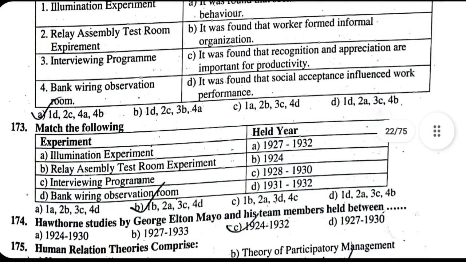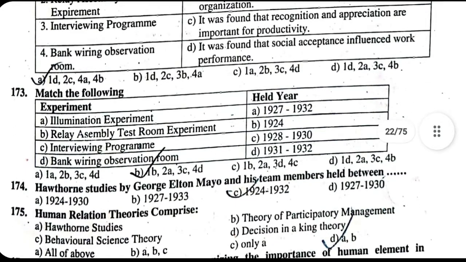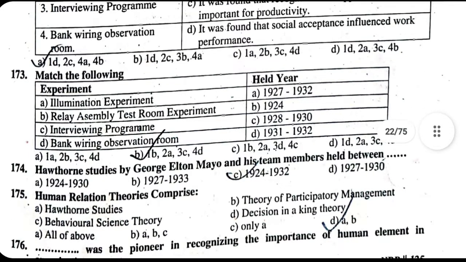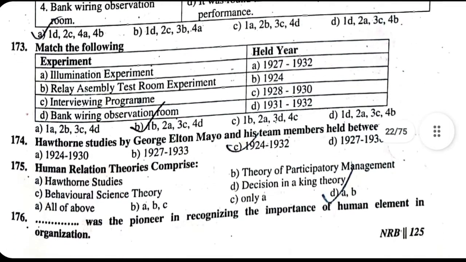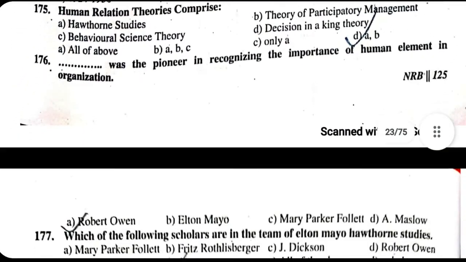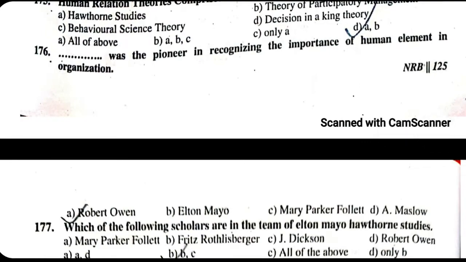175. Human relation theory comprises A. Hawthorne studies. B. Theory of participatory management. C. Behavioral science theory. D. Decision making theory. The right option is A and B. Human relation theory comprises of Hawthorne studies and theory of participatory management. 176. Who was the pioneer in recognizing the importance of human element in organization? The correct answer is Robert Owen.